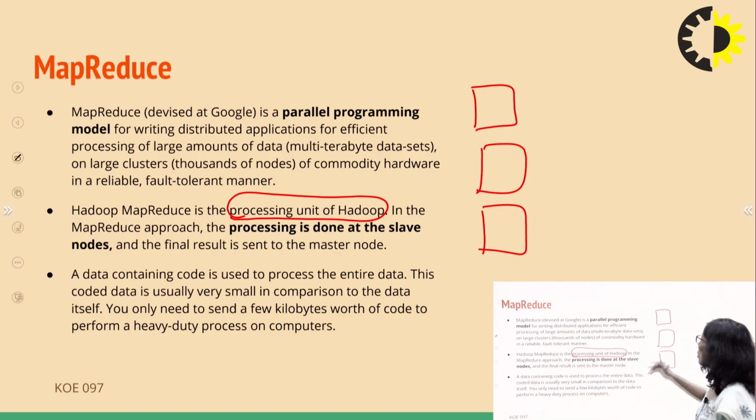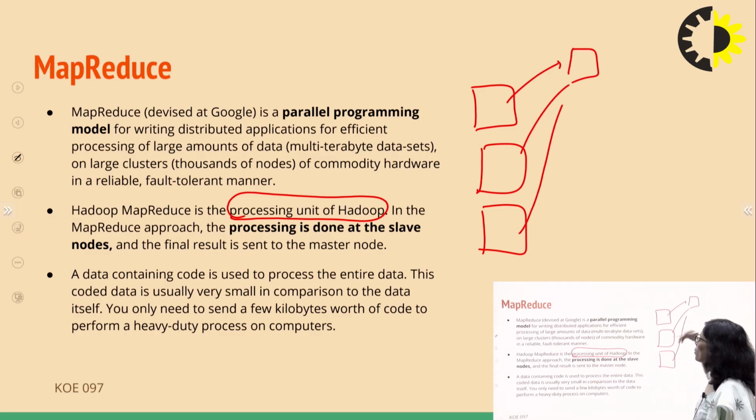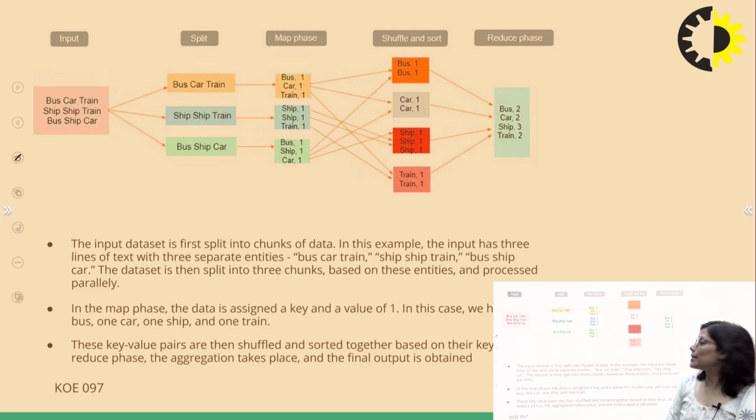instead of bringing the data to a common place to manipulate, what I do is transfer my logic to all these three machines. So processing happens at these nodes only. So an example of MapReduce is this.